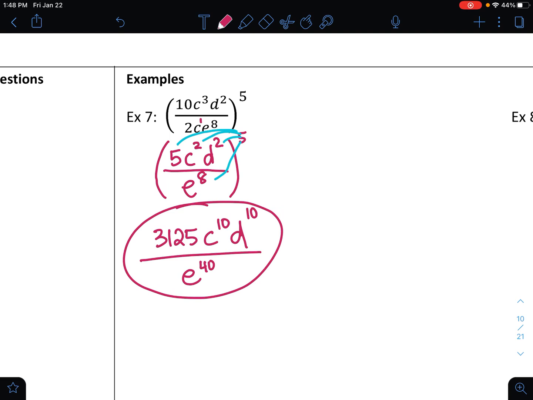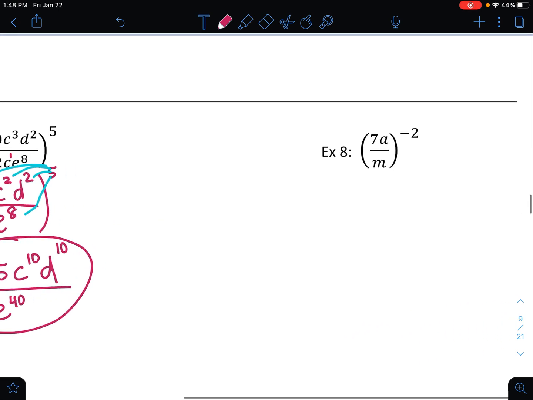Now, I could have begun by taking the 5 and applying it to the 10, the C, the D, and then the 2, the C, and the E. I would have still ended up with my answer I have circled. So it doesn't really matter which way you begin. And so you might try a couple methods and see if maybe one way makes a little bit more sense than the other.